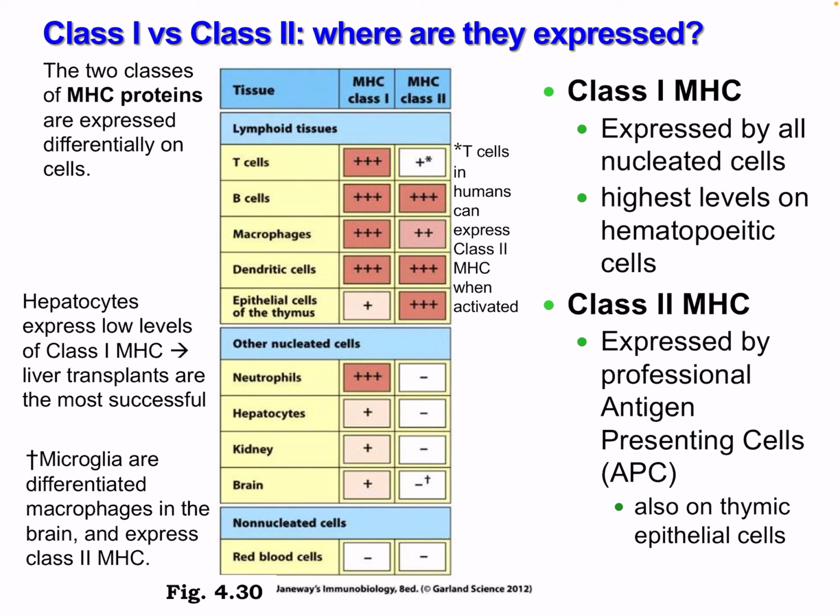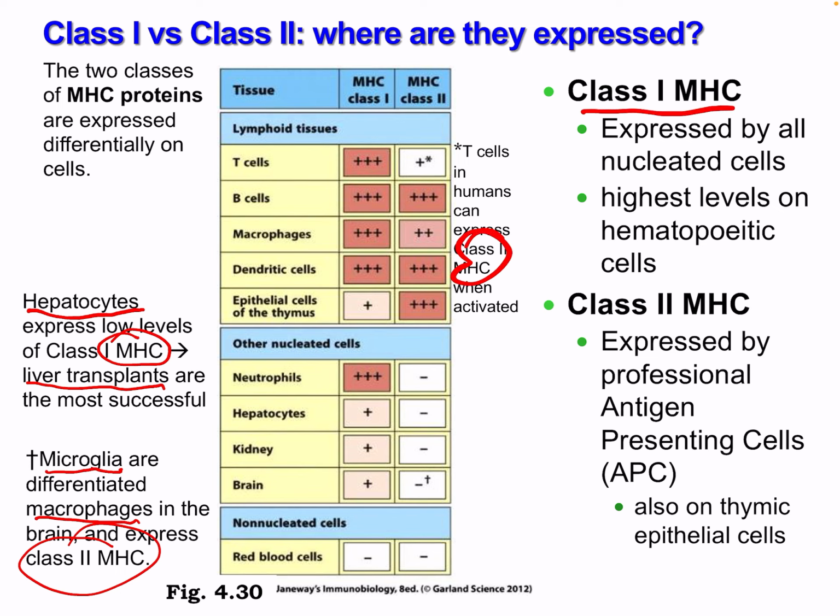The 2 classes of MHC proteins are expressed differentially on cells. Hepatocytes located in the liver express low levels of class 1 MHC. This kind of explains why liver transplants are quite successful in comparison to other ones. We also have microglia, which are differentiated macrophages in the brain, and these express class 2 MHC. T cells in humans can express class 2 MHC when activated.